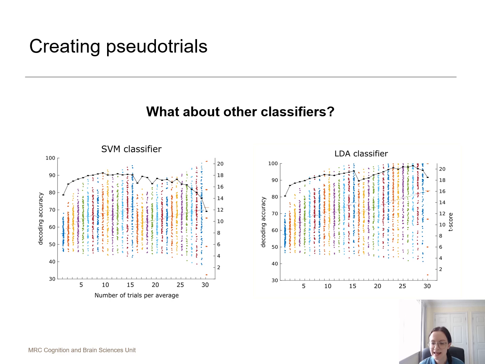Similarly, for the LDA, you can see we have a general increase in the t-score across time with a slight blip at around 15 trials. But again, the increase in t-score is not huge because we're increasing the standard deviation as we increase the number of trials that we include in our average.